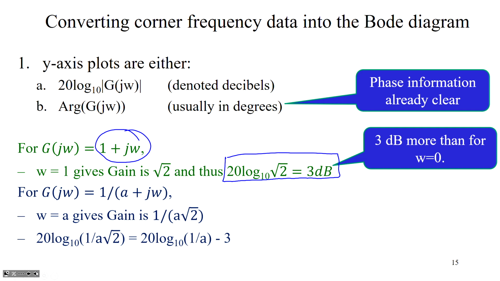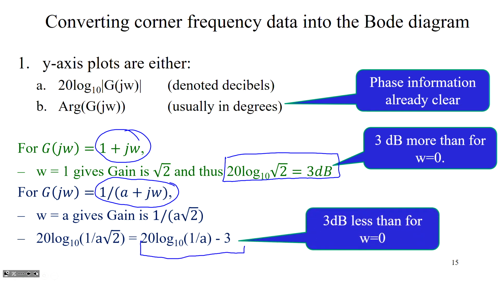And similarly, if you look at the other factor we looked at, 1 over a plus j omega, again, what do you find? The error at the corner frequency is 3 decibels compared to what you had at the low frequency. So we've got clear error information at the corner frequencies. 3 decibels for a numerator factor, minus 3 decibels for a denominator factor.